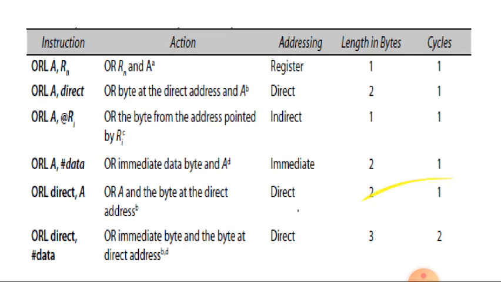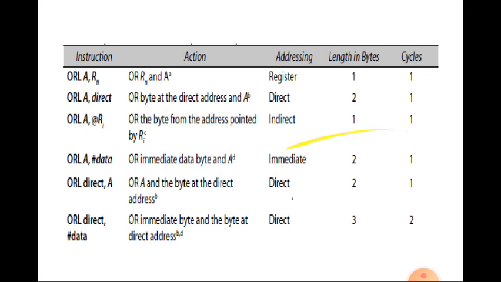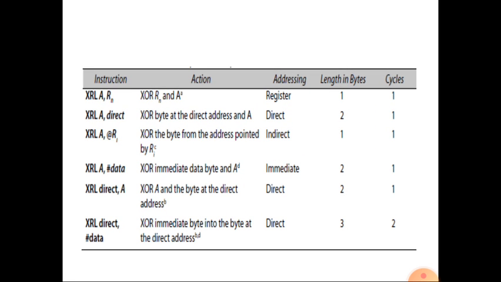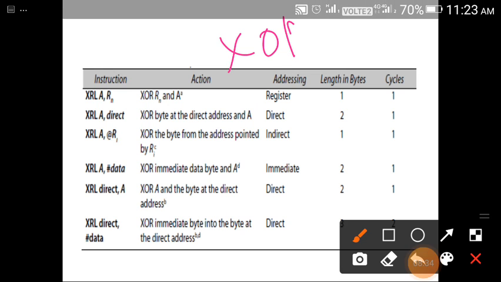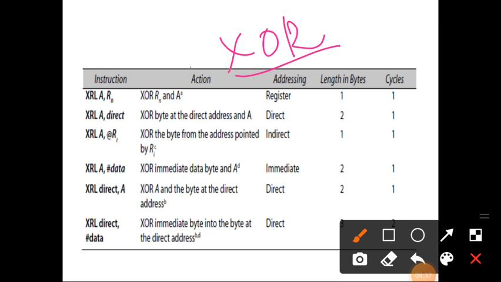Then next one is XOR operation. The XOR operation performs a bit by bit XOR operation between the two registers. Here, XRL A comma Rn: the accumulator content is XORed with the Rn register content.